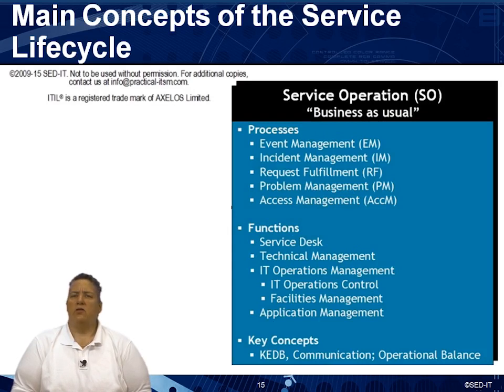Finally, we have the service operation side. So this main side, we're deploying the newer change service into operation. This is really where we have a concept of business as usual. So we have 5 processes here: event, incident, request fulfillment, problem, and access. Acronyms behind the names. We also have a concept of the functions that are within the service operational phase. So we have 4 functions: the service desk, technical management, application management, and IT ops. IT operation management is divided into 2 sub-functions: IT ops control and facilities.